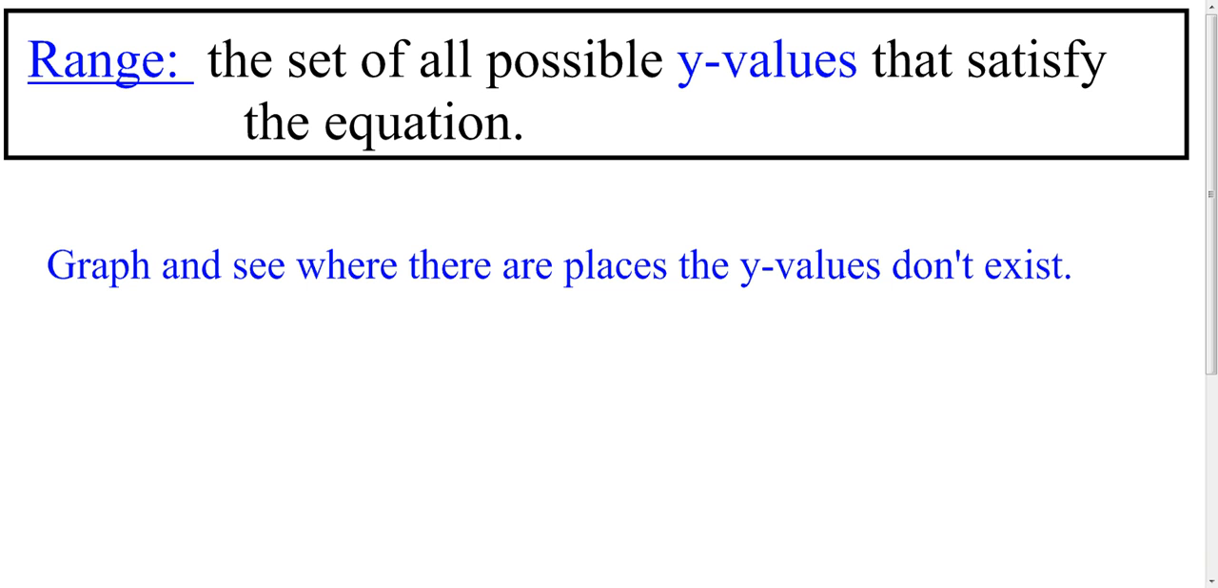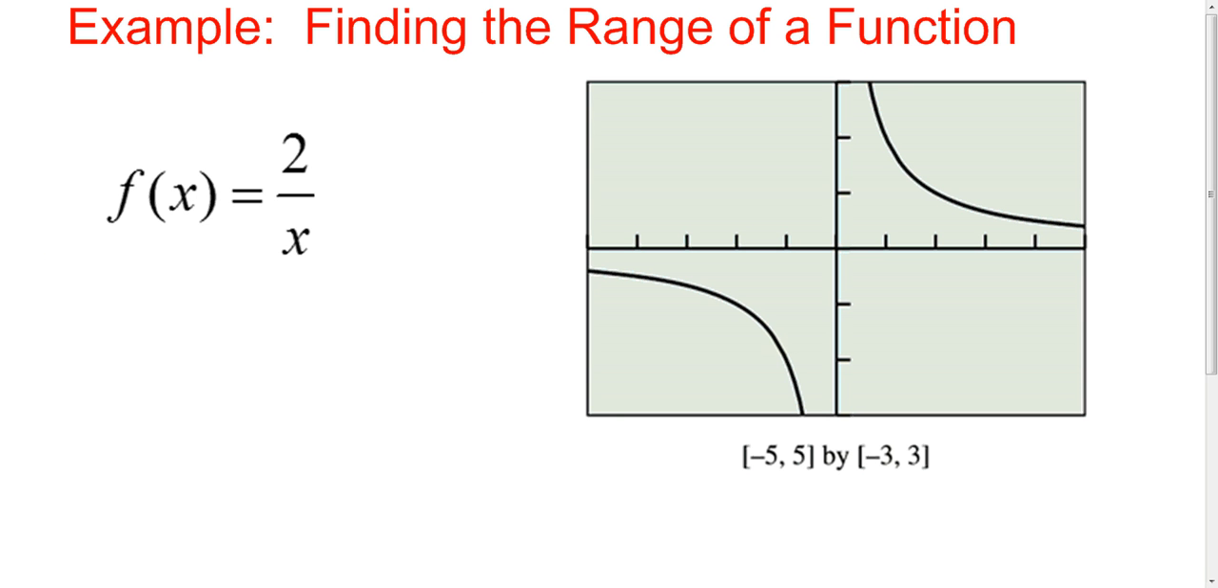And then range is your y values. The easiest place to go is to look at your graph and see where there's places that the y values don't exist or do exist and go from there. You can also sometimes think about these algebraically, but it does sometimes get a little hard. If you graph this one, you will get a graph that looks something like this, so you can see what's happening.